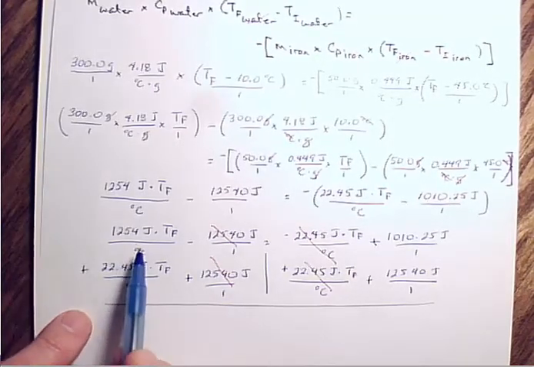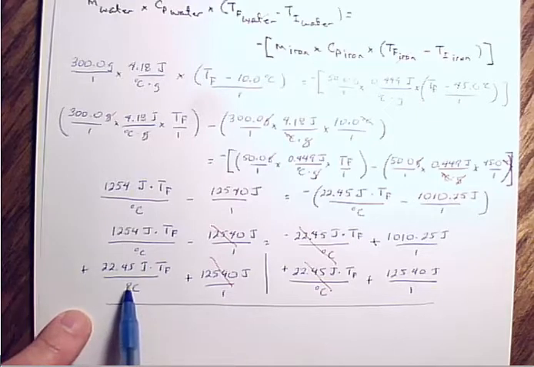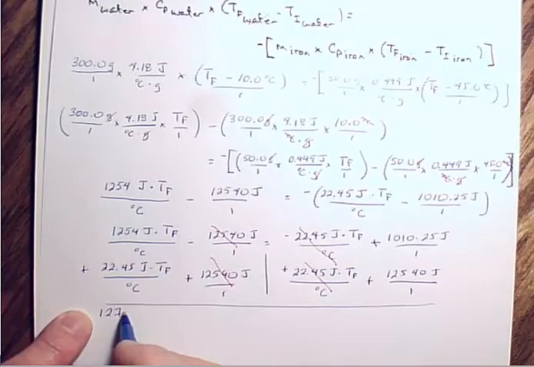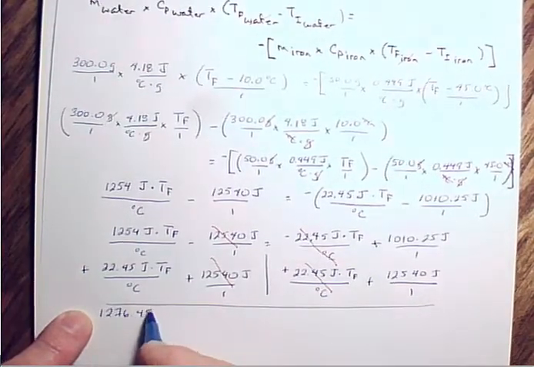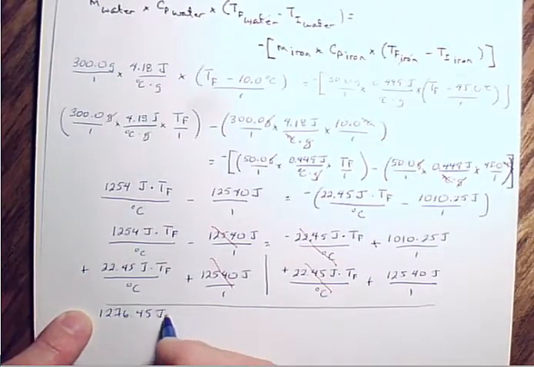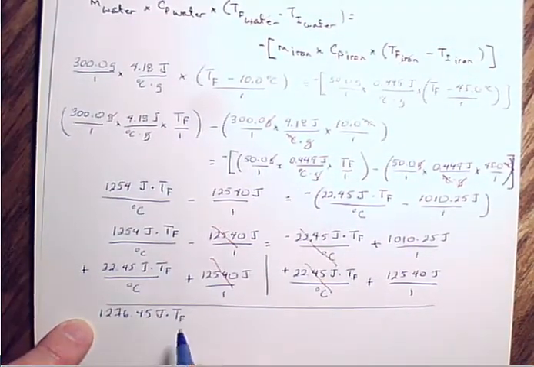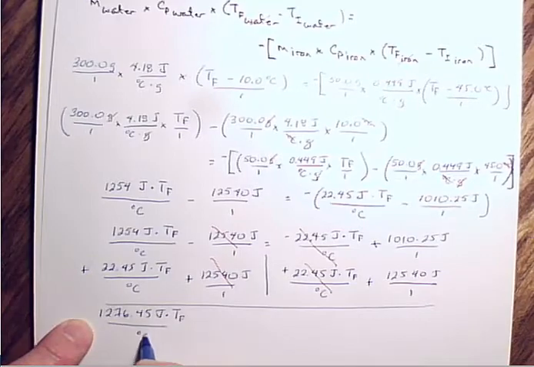Any questions about that so far? All right then, if we add this and this together, I get 1276.45 joules times temperature final over degree C.